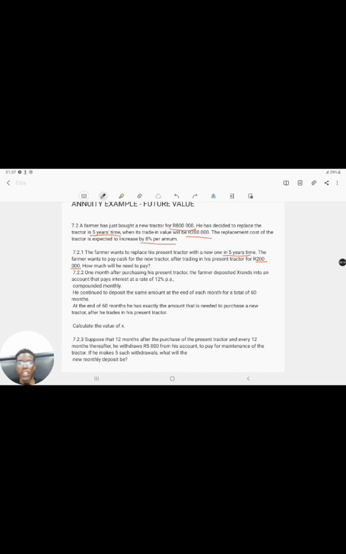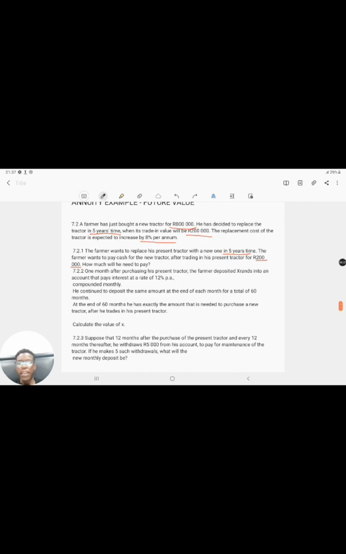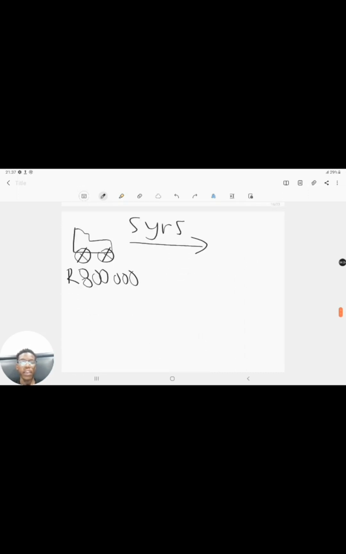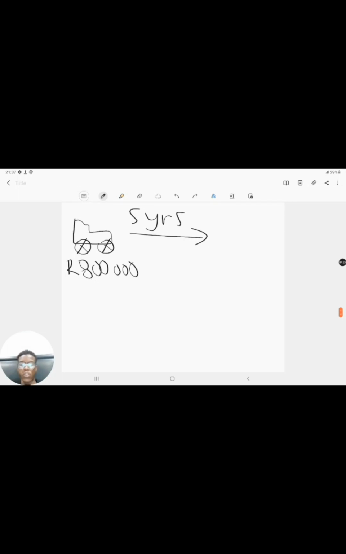So 7.2.1 says the farmer wants to replace his present tractor with a new one in 5 years' time. The farmer wants to pay cash for the new tractor after trading in his present tractor for 200,000. How much will he need to pay? Okay, so this is the situation. We've got a tractor that cost 800,000 rands. So he's got this tractor today. He doesn't have the 800,000 today. He has the tractor. He bought the tractor for 800,000, and in 5 years' time, he wants to replace this tractor.